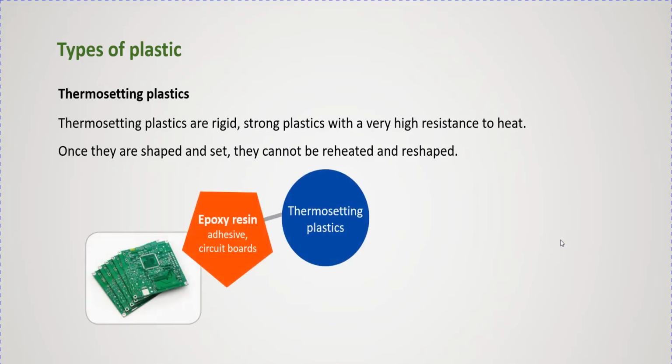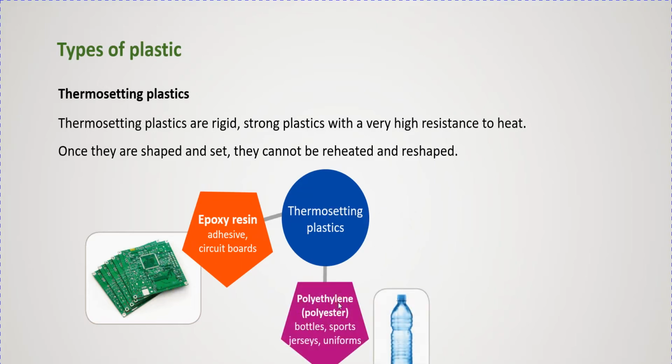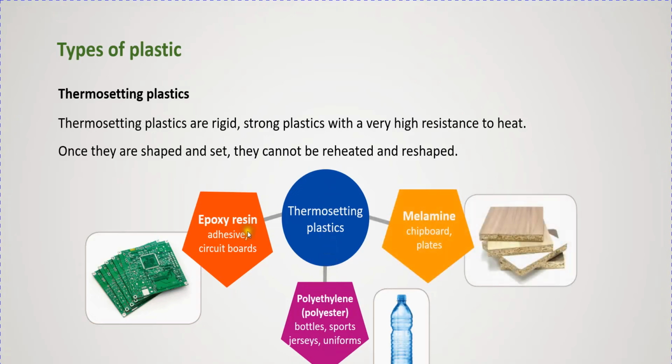Now, if we think of thermosetting plastics, the first one we look at here is epoxy resin. That's used in adhesive. So adhesive is another word for glues. And then circuit boards. So inside all electronic devices, you have epoxy resin making up these circuit boards. Now, down here we have polyurethane, so polyester. So what we have is the bottles, then sports jerseys, uniforms. So if you look at the label on your uniform, you'll notice that it's more than likely made from polyester. And then another type then is melamine, so chipboard and plates.